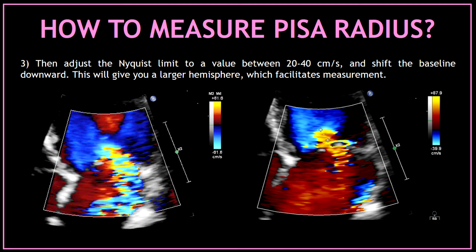On the right-sided image, now you can see on the color scale that the top number is now 87 and the bottom number is 39. And thanks to these changes, we can clearly visualize the hemisphere line.